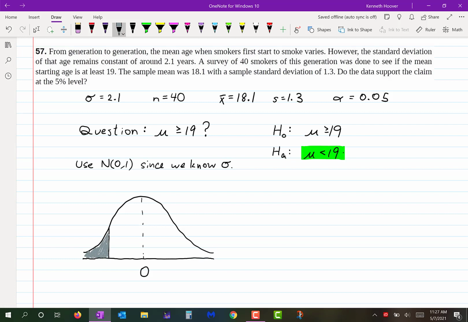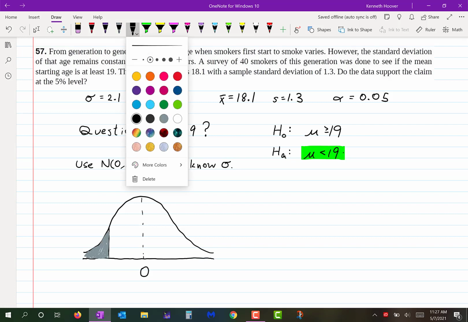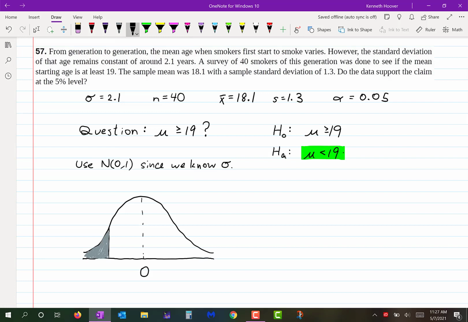Okay. I'm not being asked if mu is particularly big, so I don't need to look at the tail at the big end. I'm only being asked if mu is particularly small, so I only need to look at the tail at the small end. All right, now they said at the 5% level, so that means that this area here will be 95%, and this area here will be 5%.